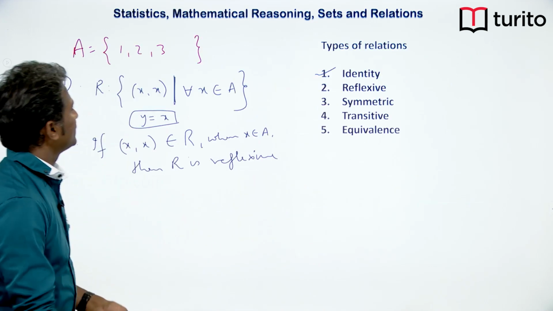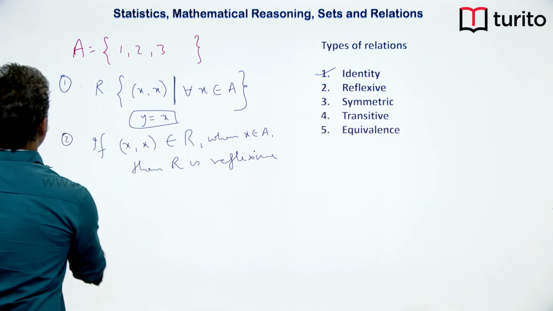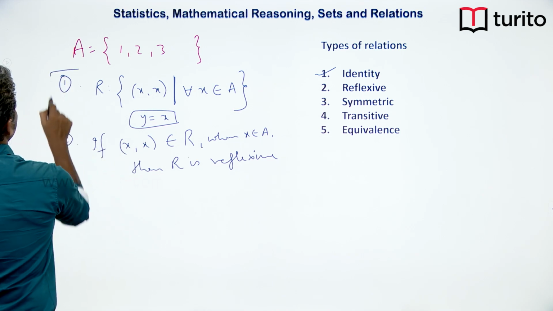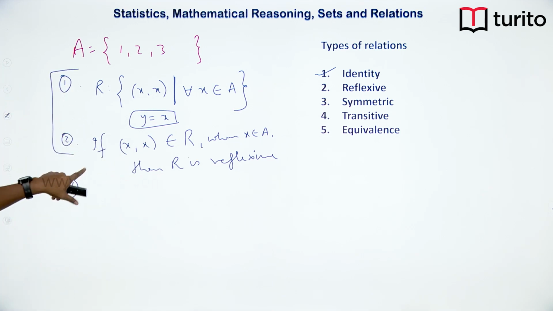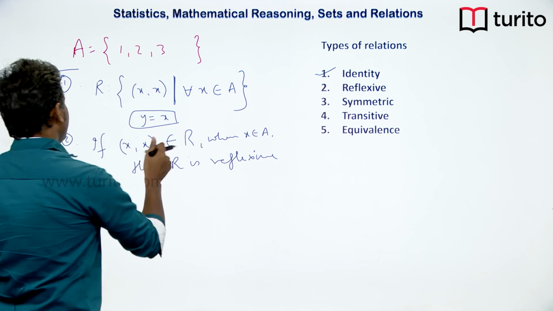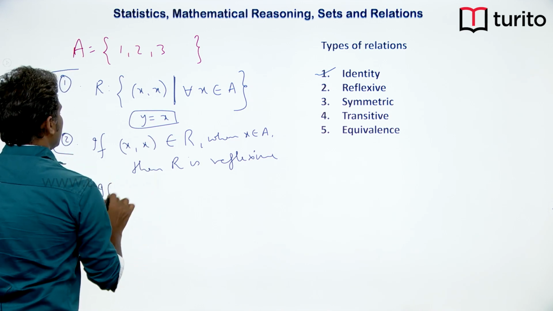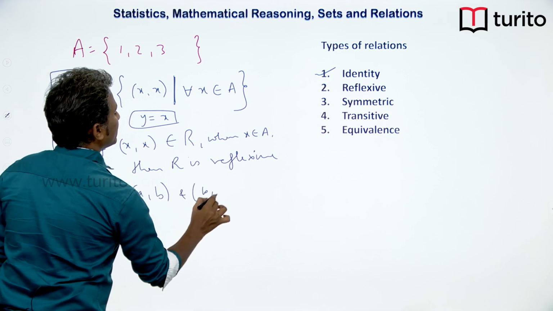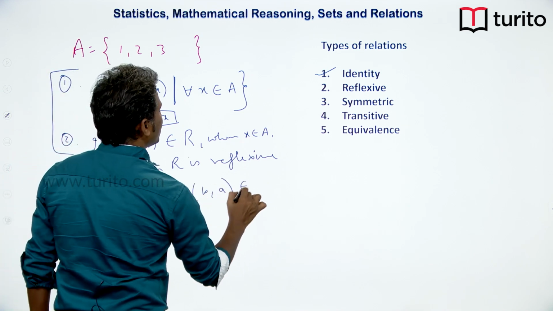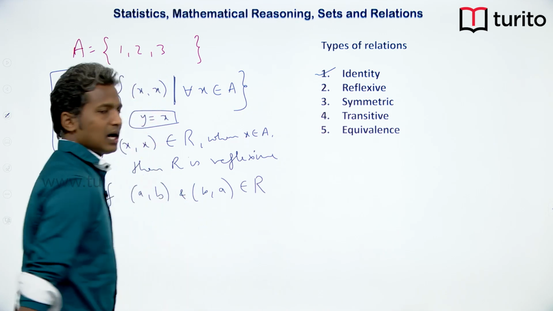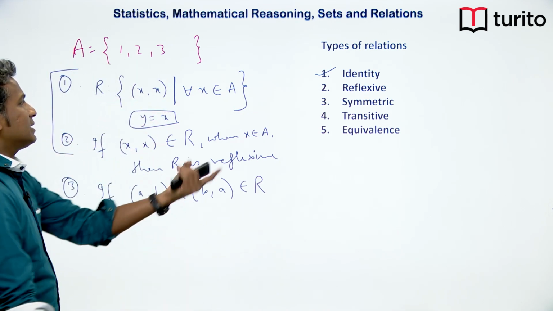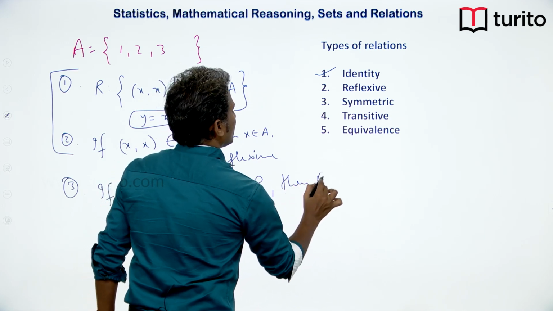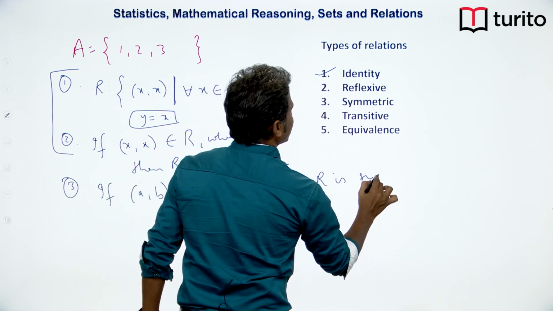Now, next, what is symmetric? Symmetric is easy. Most of the confusing relations are these two, identity and reflexive. Now, symmetric goes like this. If A comma B and B comma A, if both of these are present in that relation R, then R is symmetric.